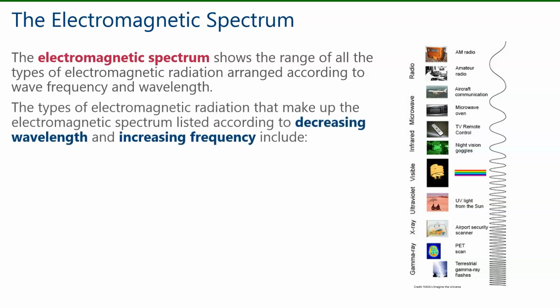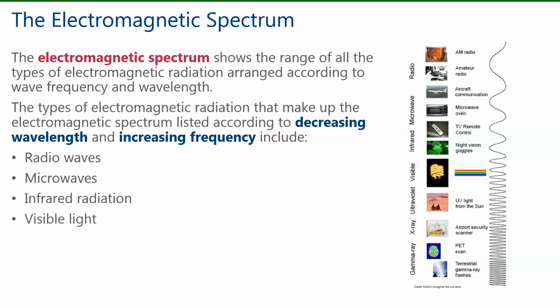The types of electromagnetic radiation that make up the electromagnetic spectrum, listed according to decreasing wavelength and increasing frequency, include radio waves, microwaves, infrared radiation, visible light, ultraviolet radiation, X-rays, and gamma rays.